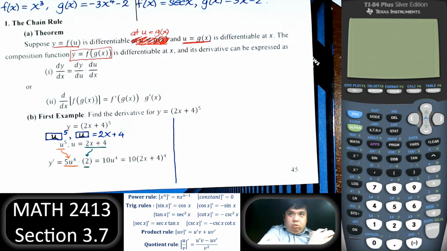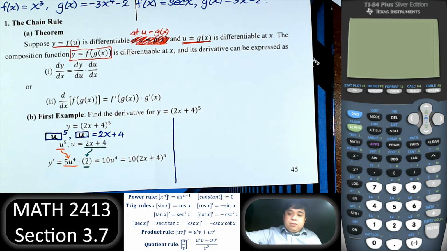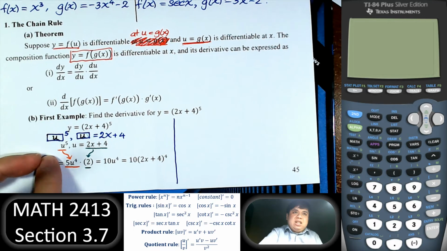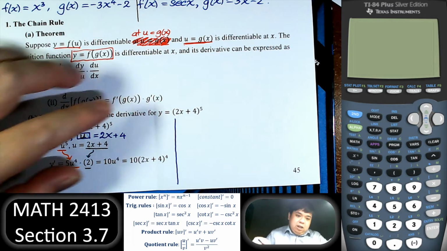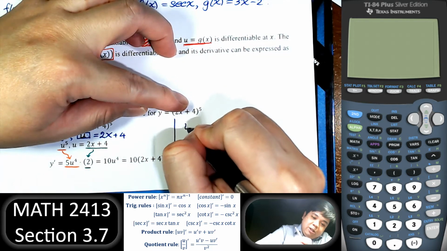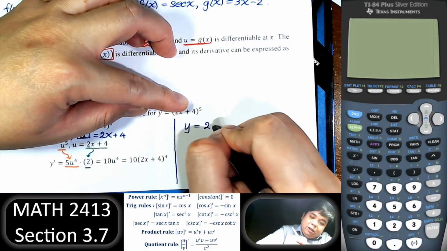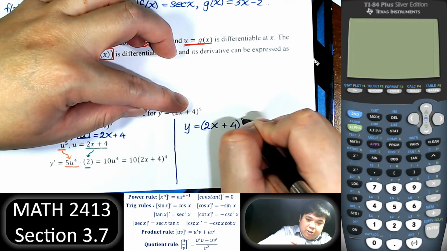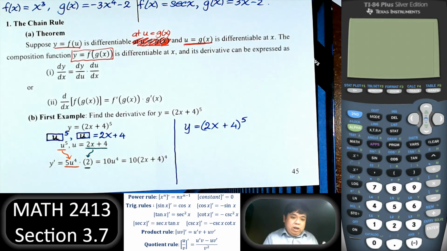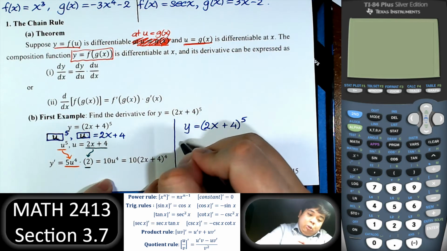So this is the way I do it using the chain rule. Of course, this just will help us to visualize the problem. For the first few problems, we need to do it like that. But when we get used to it, we don't need to do it like that. So let me just write the problem out. y equals (2x plus 4) to the 5th. Right, this is the way I do it. So I will take the derivative.